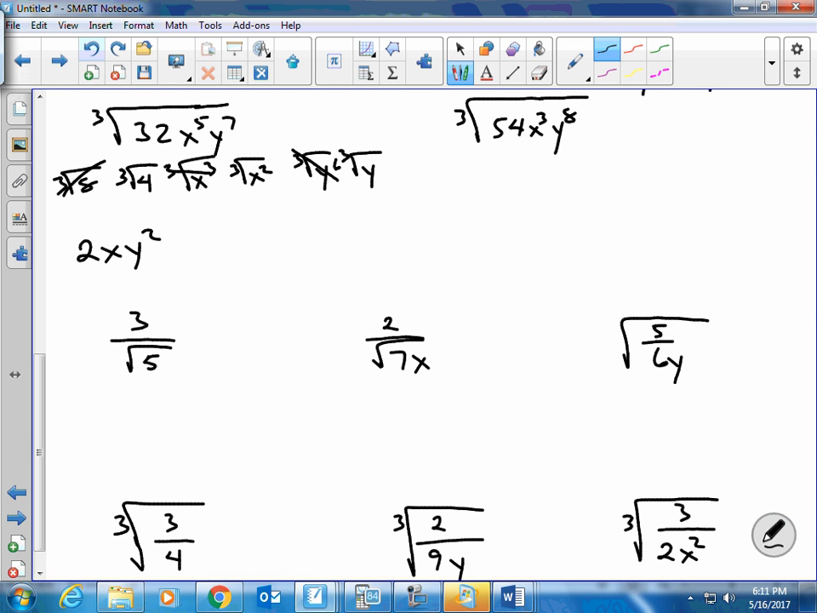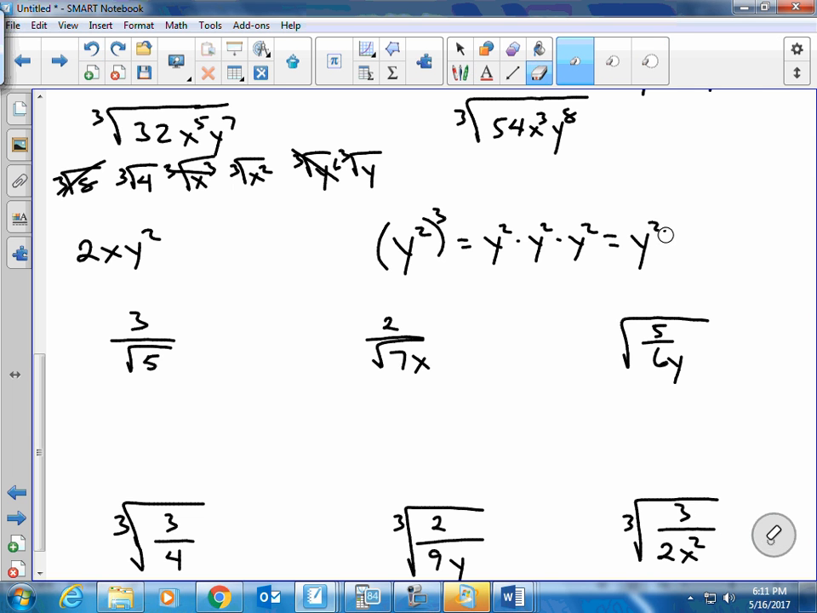Why is y squared cubed? How do I know that y squared cubed is y to the sixth? Because y squared cubed means take y squared times y squared times y squared. And when you multiply like bases, you add the exponents. Add them correctly. Sorry. So I get y to the sixth.